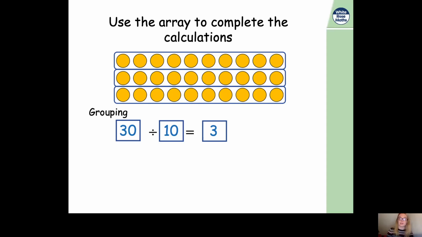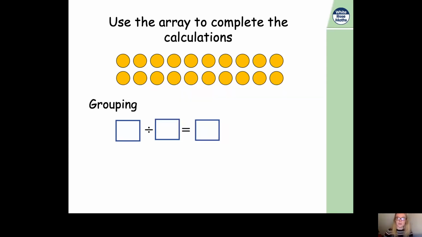So therefore, 30 divided by 10 equals 3, because 30 counters put into groups of 10 gives us 3 groups. Fantastic. Now it's your turn, okay?